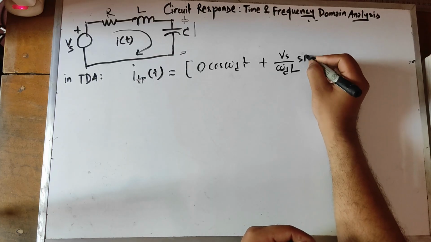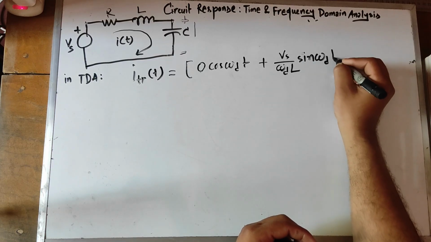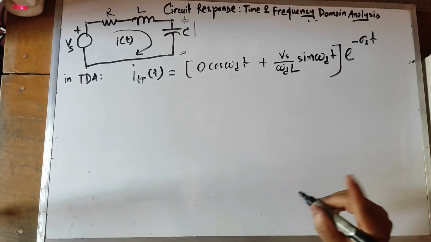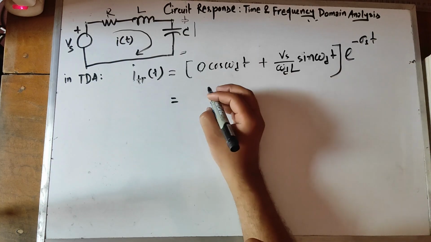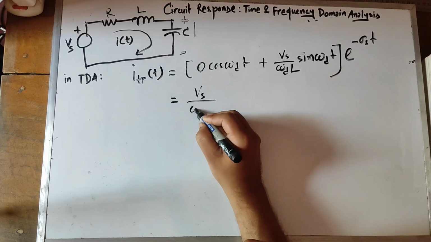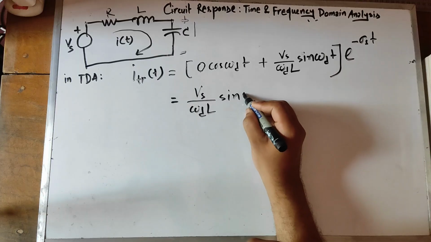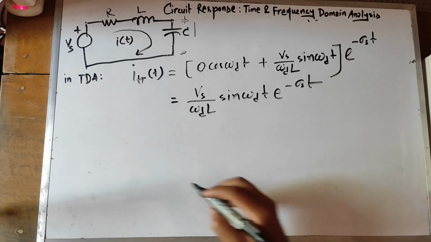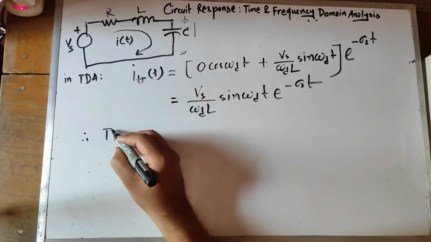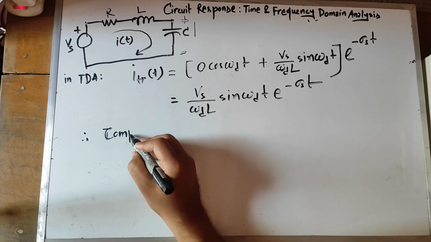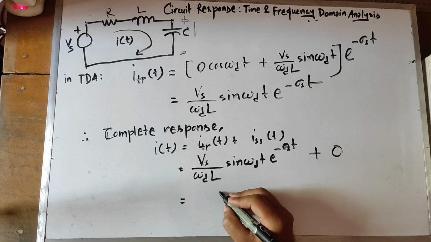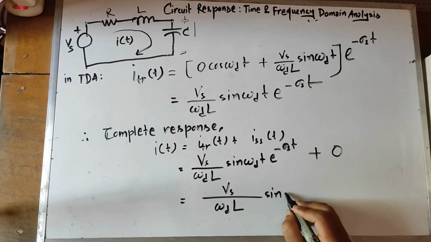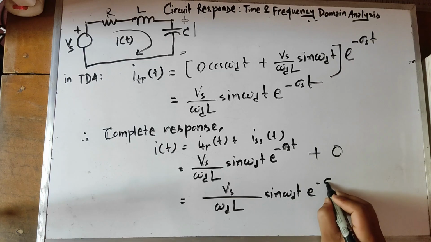So Vs by omega dl sine omega dt e to the power minus sigma st. Because this is 0, it will be Vs by omega dl sine omega dt e to the power minus sigma st. So now the complete response is Vs plus Vs by omega dl sine omega dt e to the power minus sigma st.